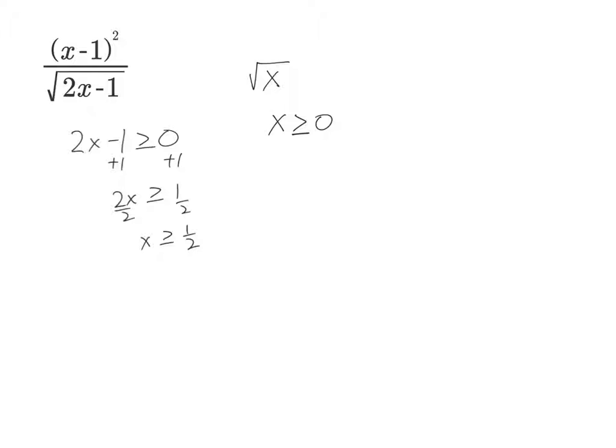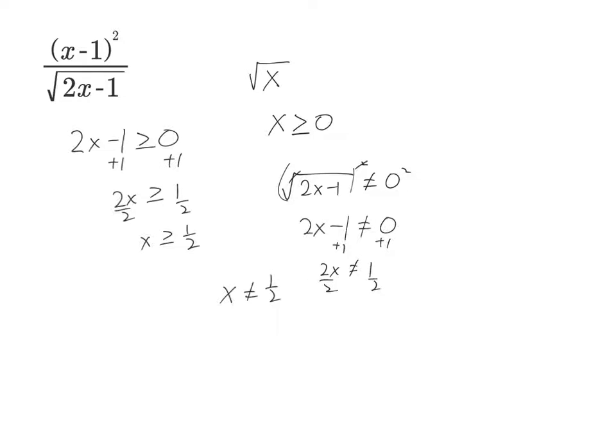Now, what else can't it be? Well, we also know that the bottom cannot equal 0. So the square root of 2x minus 1 cannot equal 0. So if I square both sides, since the squared goes away with the square root, you end up getting 2x minus 1 cannot equal 0 squared, which is 0. And then add 1. 2x cannot be 1, so divide by 2, so x cannot be 1/2.